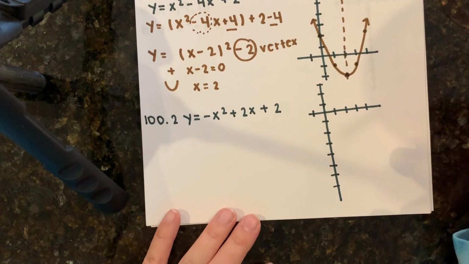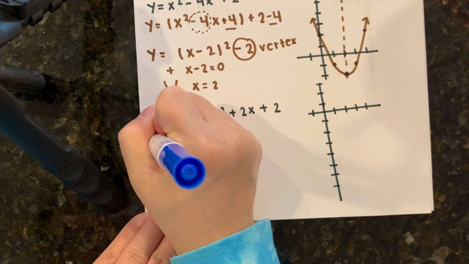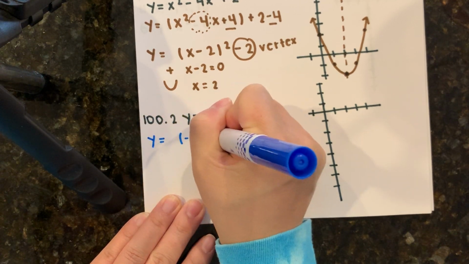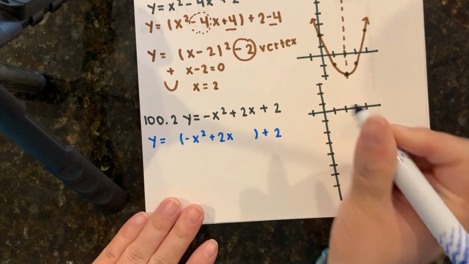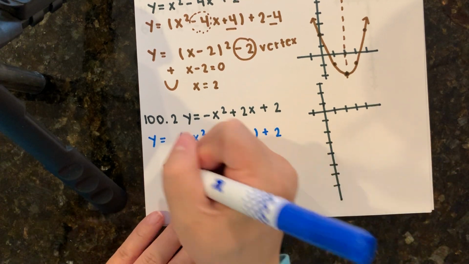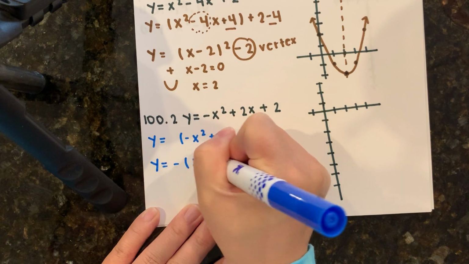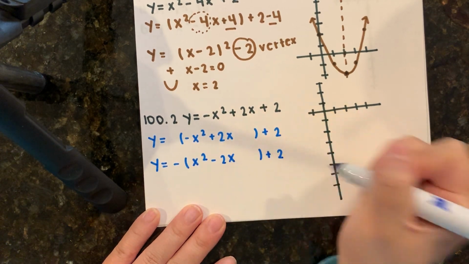Okay, so now we're going to do 100.2. So the first thing you're going to do is you're going to put all the x's in parentheses. This one's going to be a little different than the last one, because you can't complete the square if your x squared has something attached to it. So you're going to factor out the minus sign, and that would make that x squared minus 2x, and then plus 2 on the outside.